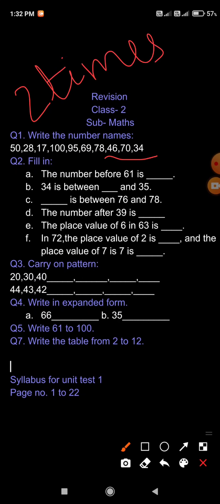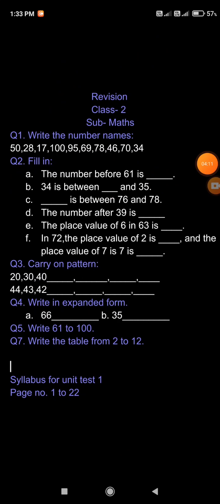Now next question number 2, fill in. Here in A part you will write the number before 61. आपको 61 से पहले जो नंबर आएगा वो लिखना है यहाँ पर. Before 61 is 60. Now B part, 34 is between dash and dash, dash and 35. 34 किस नंबर के बीच में आएगा वो आपको देखना है यहाँ पर. It will come between 33 and 35. 34 is between 33 and 35.